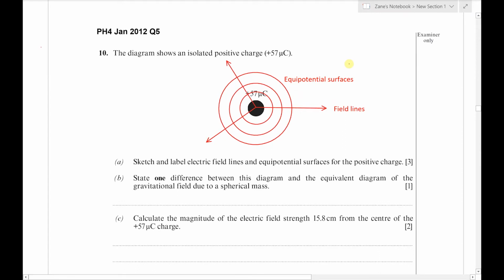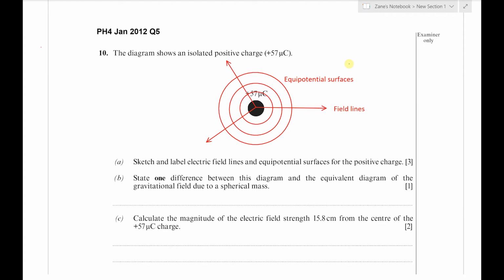This is question 5 from January 2012's Unit 4, and it's about electrical fields and potentials, which is also currently in Unit 4. So the original diagram had a plus 57 microcoulomb charge, an isolated positive charge, and we were asked to draw some electric field lines and equipotential surfaces for the positive charge. So I pre-drew these just to save a little bit of time.